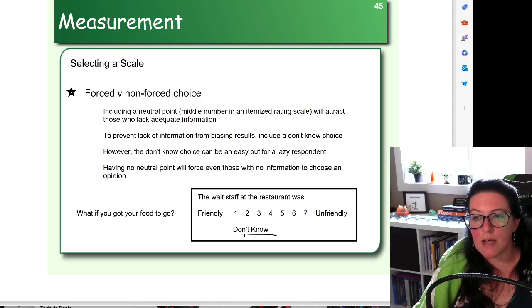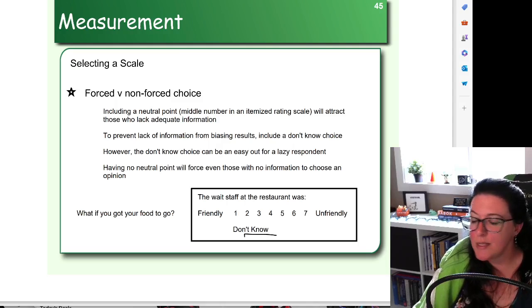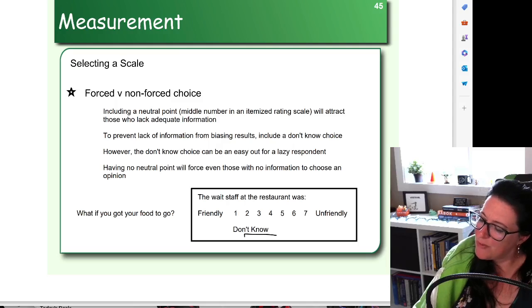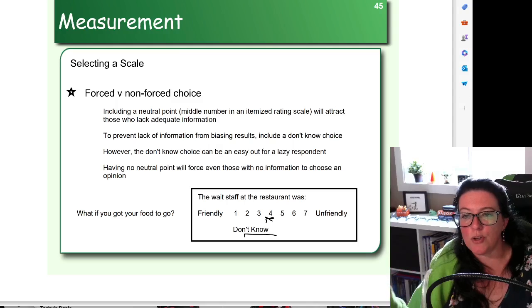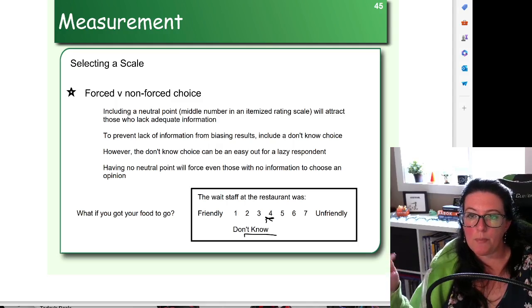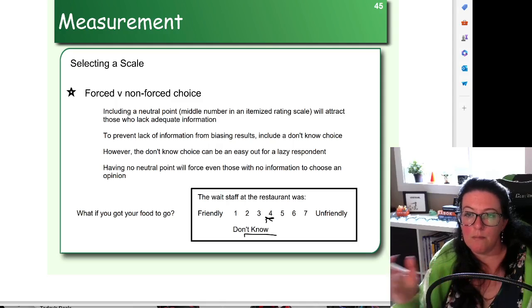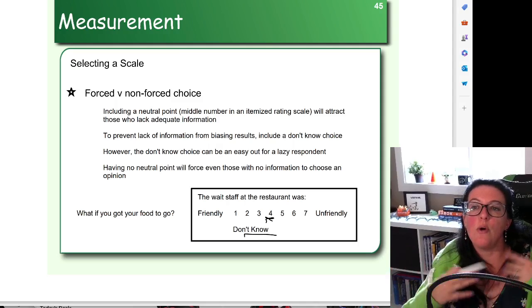So it removes them entirely from that question and then allows a different group who thinks, well, they weren't unfriendly, they weren't friendly, so then they would pick that center option. And then those who truly have an opinion and have experienced the wait staff, they would choose friendly or unfriendly in one of those directions. So you can have both, the neutral and the not applicable or don't know, to address the people who have experienced it but don't have strong emotions, and to keep those who have not experienced it at all from influencing the results.